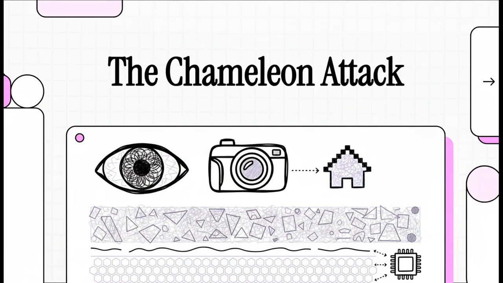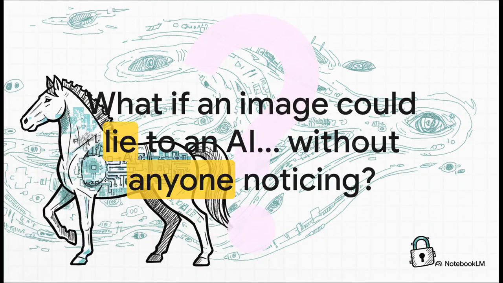All right, let's jump right in. We're going to talk about something pretty wild today. This idea that what you and I see in a picture might be completely different from what an AI sees. So think about this for a second. What if an image could act like a secret agent? To us, it looks totally normal, but it's actually smuggling a hidden, malicious command that only an AI can understand. It's basically a visual Trojan horse.